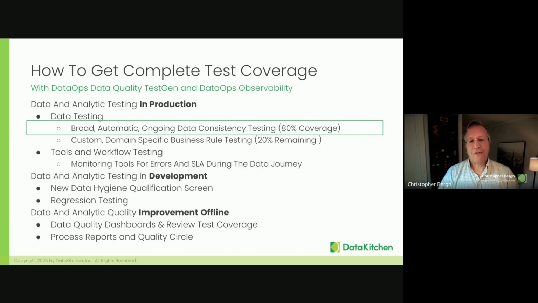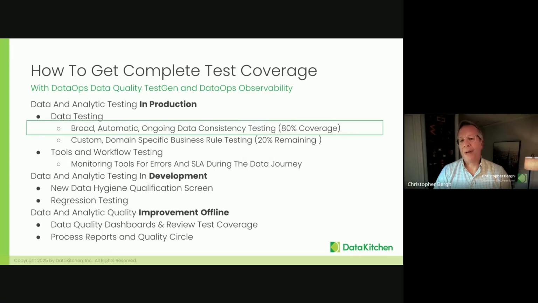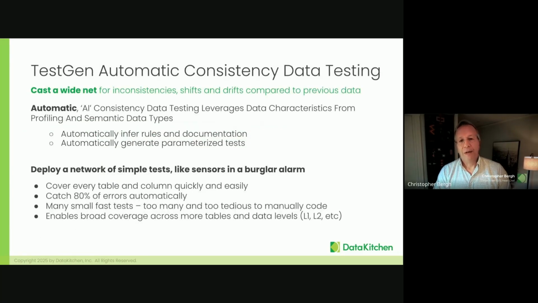So the first part is like, how do I get all these tests? Like, how do I get 80% there? How do I get 80% coverage? So our tool TestGen really is a way to sort of automatically get test coverage, automatically get consistency testing across all the tables and all the columns on tables.